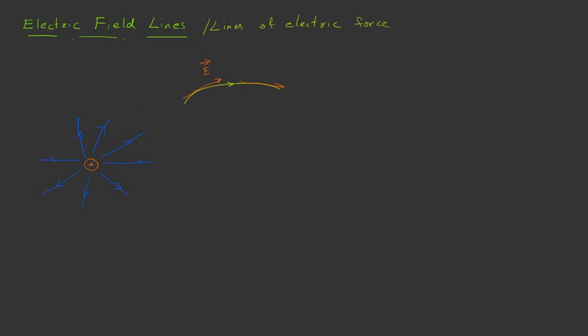What about the electric field lines for a negative charge? We know the electric field is radially inward. So the electric field lines are also radially inward. We can draw the electric field lines for a negative point charge like this. So we got electric field lines for a positive point charge and for a negative point charge.